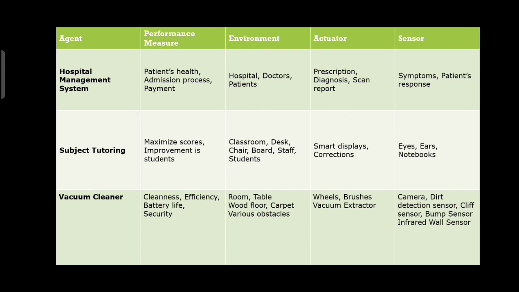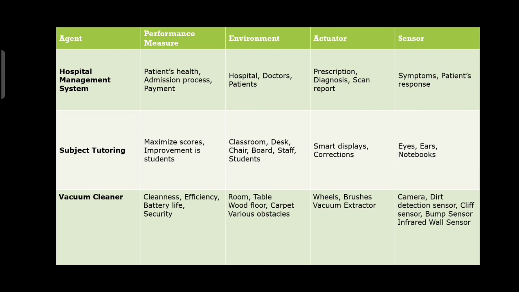The next example is subject tutoring. For example, an agent is teaching some students. What can be the performance measure of this agent? Performance measure can be maximizing the score of the students and improvement in students. Environment can be the classroom, the desk, the chair, the board, staff and students. Actuators can be smart displays and corrections. Sensors can be the eyes, ears, and notebooks.